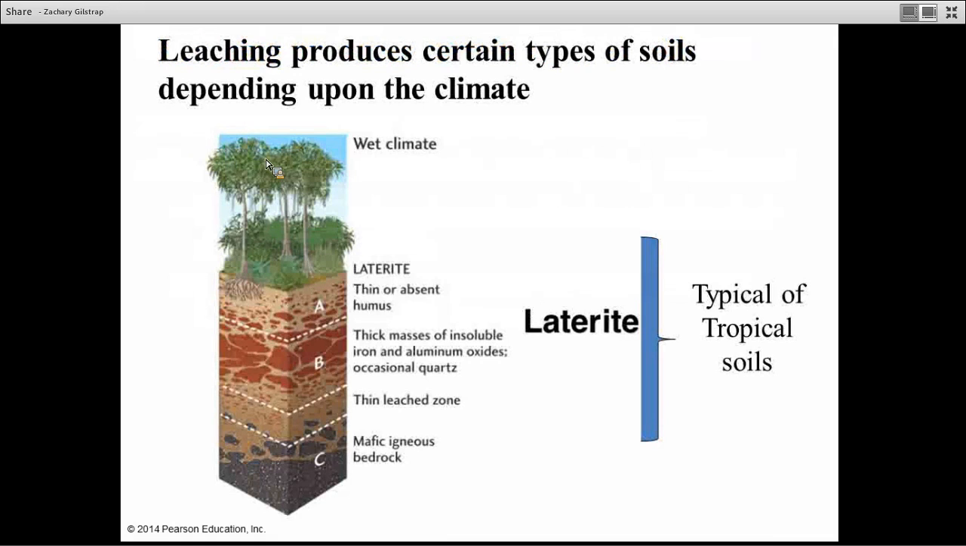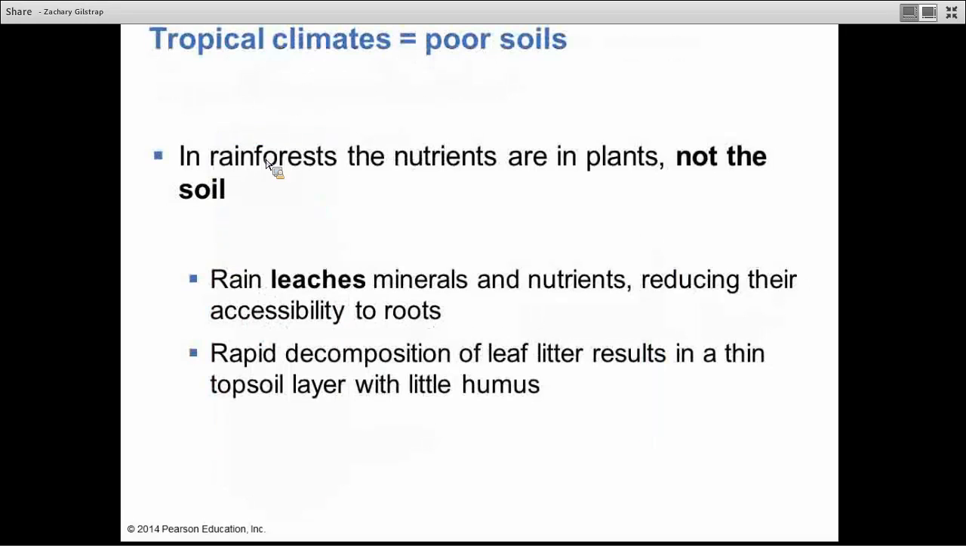So this is what we're talking about here. The A horizon, the topsoil one, is thin or has absent humus. Basically what happens is the nutrients just leach out due to a large amount of rain. So all the nutrients and elements are just kept in the plants themselves. As I was saying, the nutrients are in the plants, not the soil. Rain leaches minerals.